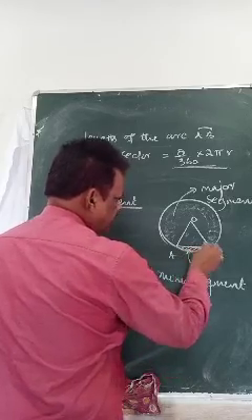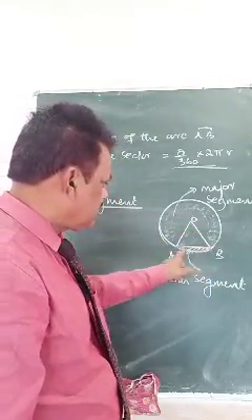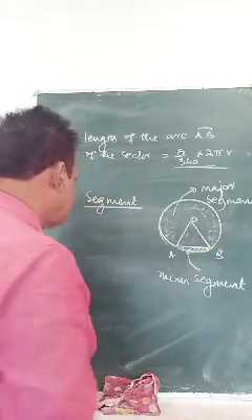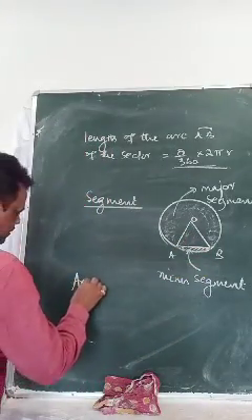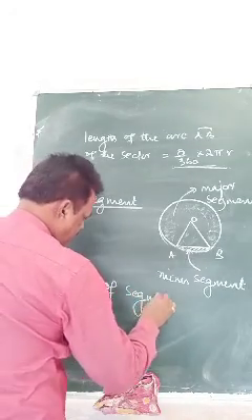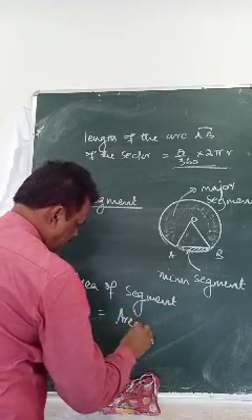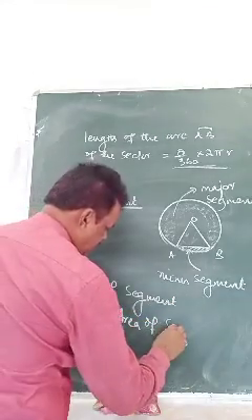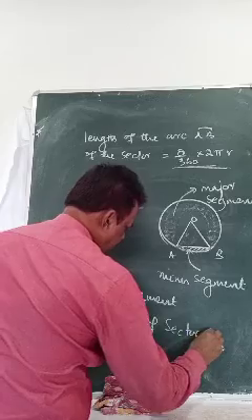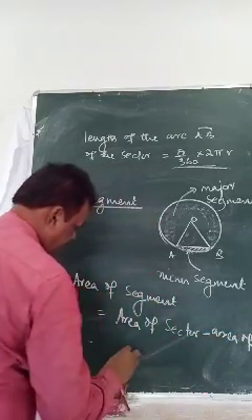So how to find this smaller portion? The area of sector minus area of triangle. So area of segment equals area of sector minus area of triangle.